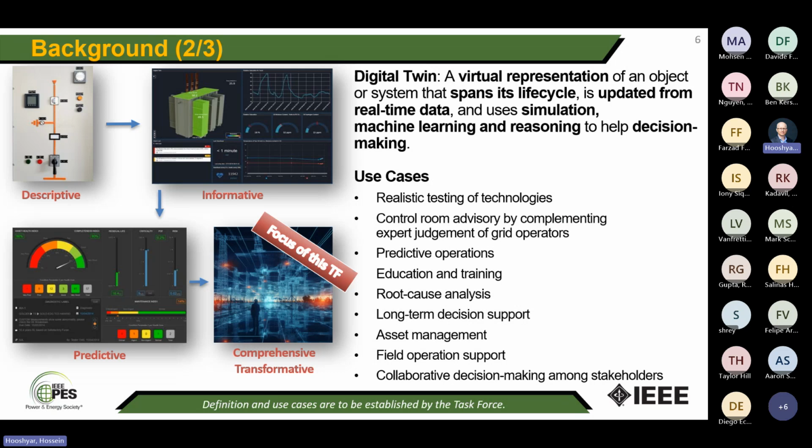Next slide. So this is a general description of different representations of digital twin. Our focus has been more on the system side, which talks about the comprehensive and transformative digital twin. Here is the definition. So digital twin is basically a virtual representation of an object or system that spans its life cycle, is updated from real-time data, and uses simulations, machine learning, and reasoning to help decision making. And these are different use case scenarios that we are trying to consider within the scope of this task force. Next slide.